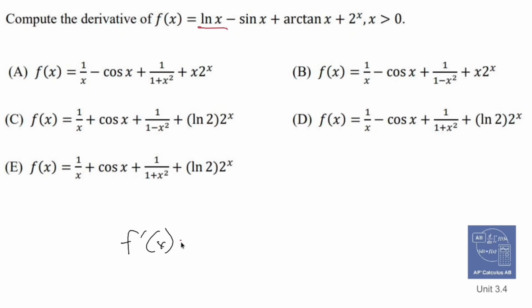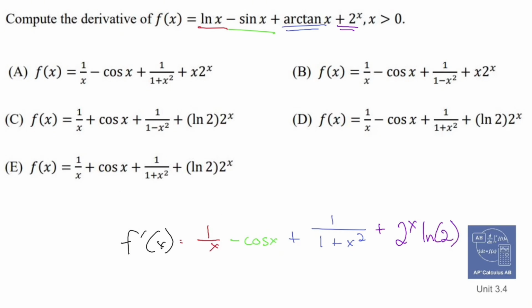Ln of x, 1 over x, no big deal. Then we've got minus sine x, so that's going to be minus cos x. That's not an inverse or anything like that, so I don't have to lose any sleep over that. This is why I have this section. Arctan is the same as inverse tangent, and so that's going to be plus 1 over 1 plus x squared. Memorize that. Whenever you're dealing with 2 to the x, that's going to be b to the x ln of b, so I'll put 2 to the x ln of 2.